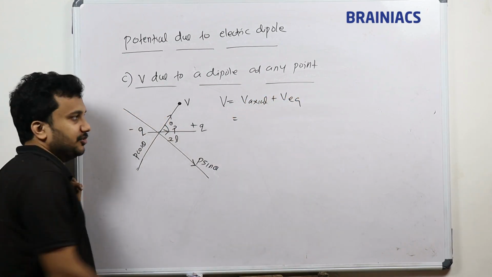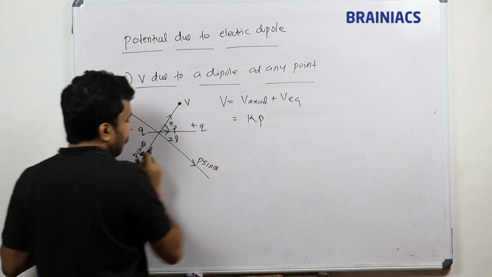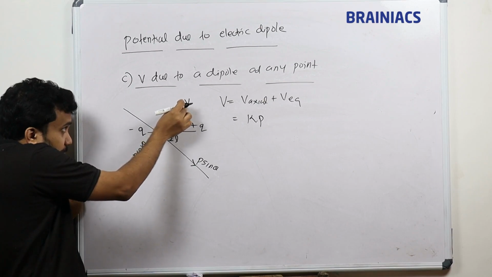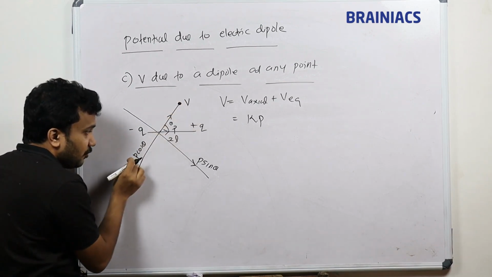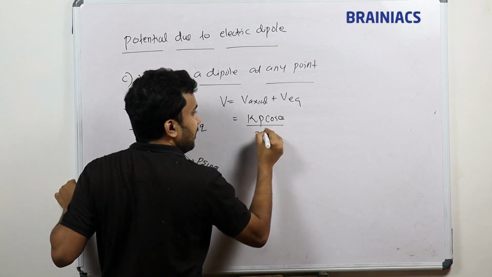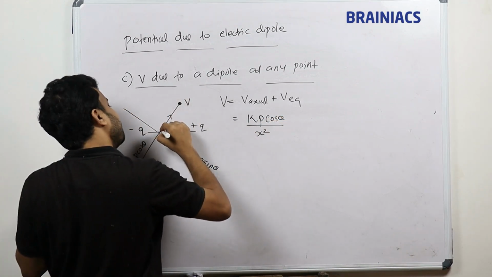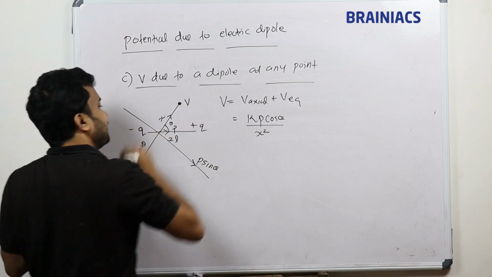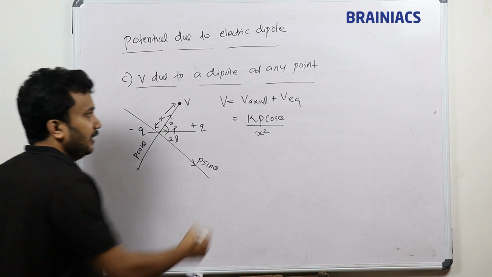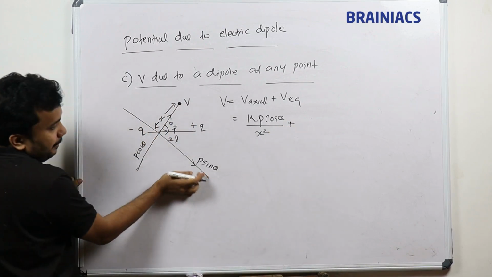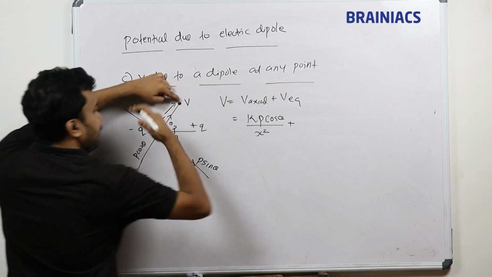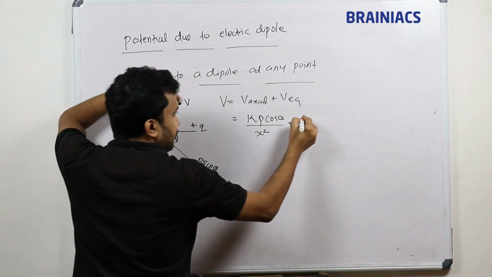What is the axial potential formula? Kp. What is p here? Along this axis, this is the point where I need to find the potential. In the same direction, what is the value? p cos theta. So Kp cos theta divided by x square, where x is the distance from here to this point. And potential due to equatorial: here p sin theta is perpendicular to this point. This is the plane, and p sin theta is perpendicular. So what is the potential?